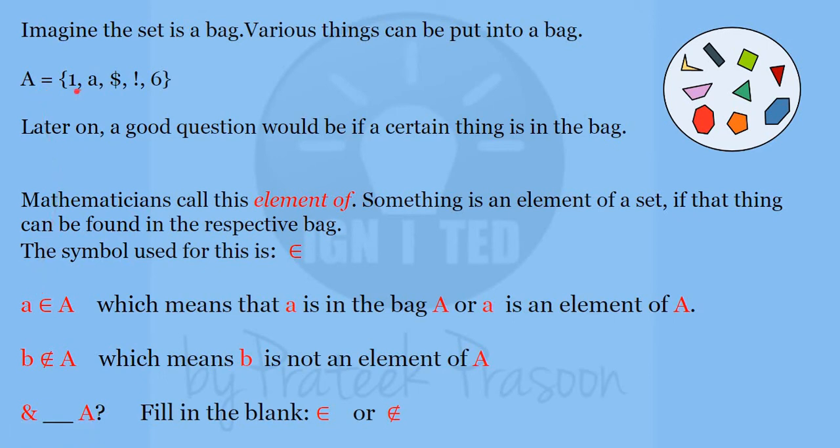As we can see, set A contains the element small a, which means a is in the bag capital A. Now b is not an element of capital A, which means b is not in the bag capital A. Here we can see there is no b. Similarly, we will say it is not an element of B. Now, fill in the blanks: is it an element of A or not an element of A? So what will we fill? It is not an element of A.